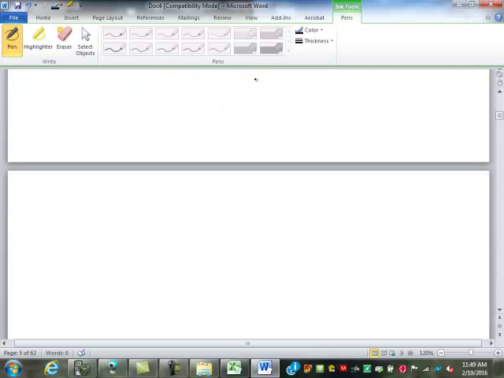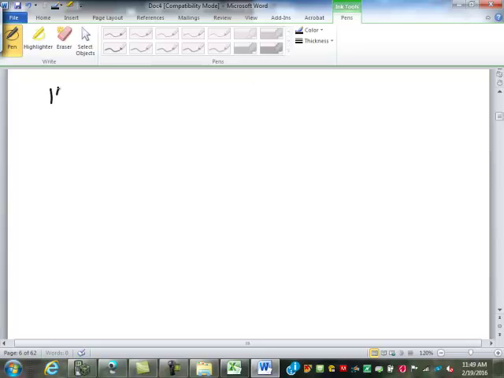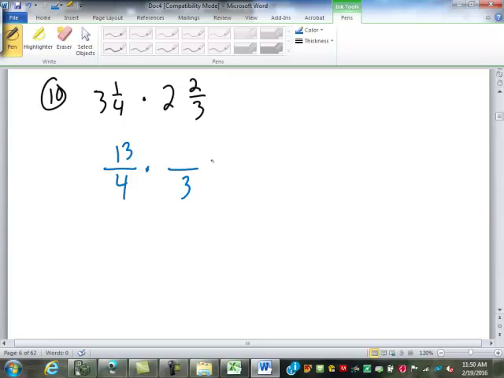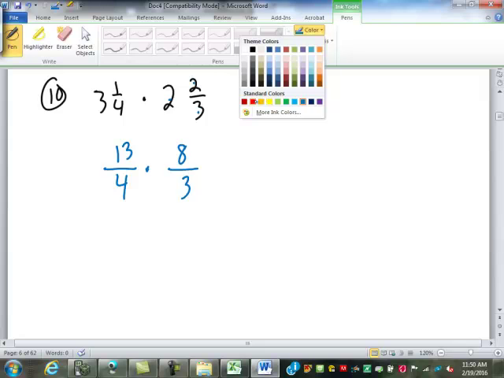Number 10 also caught a few people. When we are multiplying with mixed numbers, we can multiply the mixed numbers. I showed you guys how, but it's not very pleasant. Usually it's better to just go ahead and make them improper fractions. The denominators won't change. 3 times 4 is 12, plus 1 is 13. 2 times 3 is 6, plus 2 is 8. And now we can cross cancel.